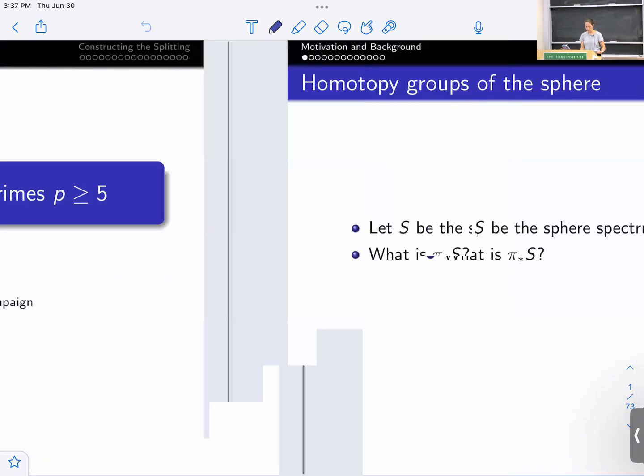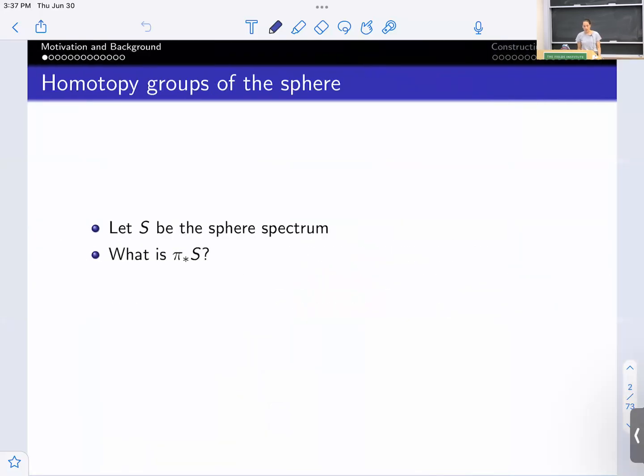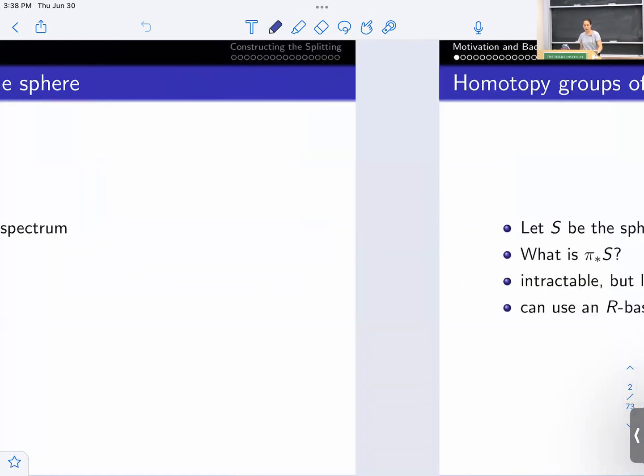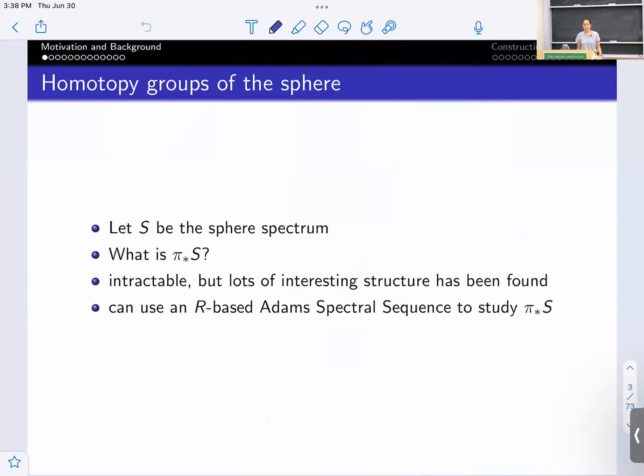All right, so a central question in stable homotopy theory is to ask what are the stable homotopy groups of the sphere? Well, that turns out to be intractable, but tons of interesting structure and patterns have been found. This has also really been a driving force for other developments in the field, like lots of tools and techniques have been developed. And one family of tools that can be used to study this structure are called the R-based Adams spectral sequences.